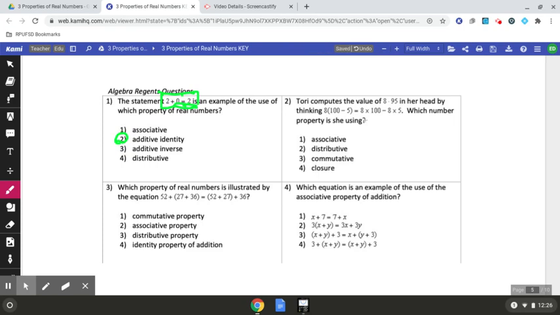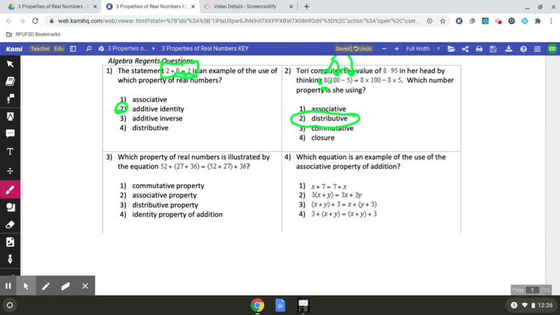Okay, number 2, Tori computes the value of 8 times 95 in her head by thinking of 8 and then parentheses 100 minus 5 equals 8 times 100 and then minus 8 times 5. So which property did she use here? So what she's doing is she's taking the element on the outside, that term on the outside, that 8, and she's multiplying it by each term on the inside. So the property being used is the distributive property.